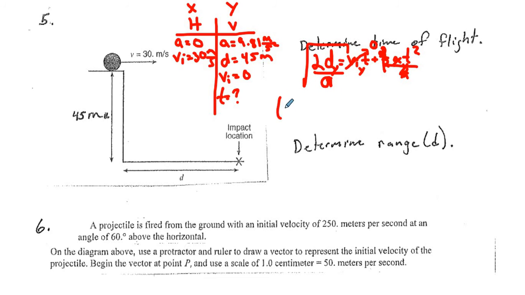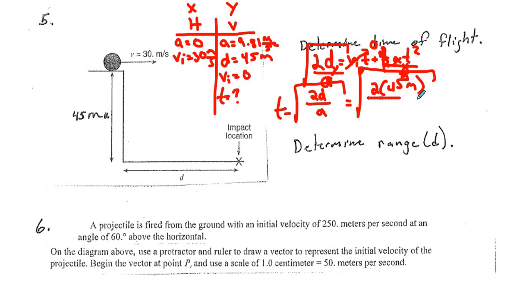So my time of flight becomes equal to the square root of 2 times the vertical distance divided by the vertical acceleration, which then is 2 times 45 meters divided by 9.81 meters per second squared, and then the square root of that. So I worked this out to be just a little over 3 seconds.